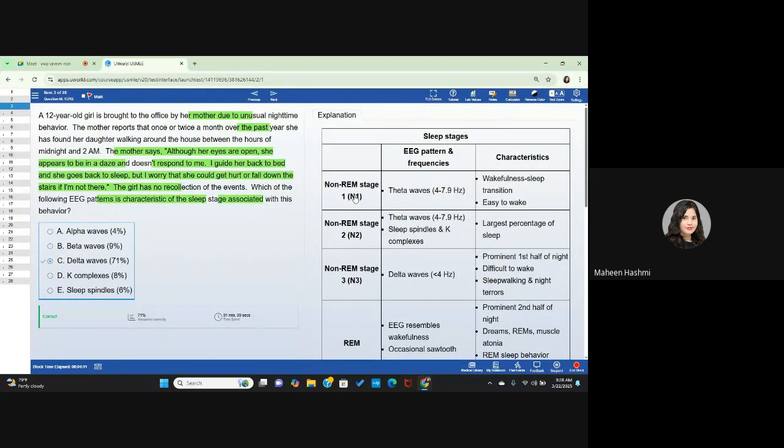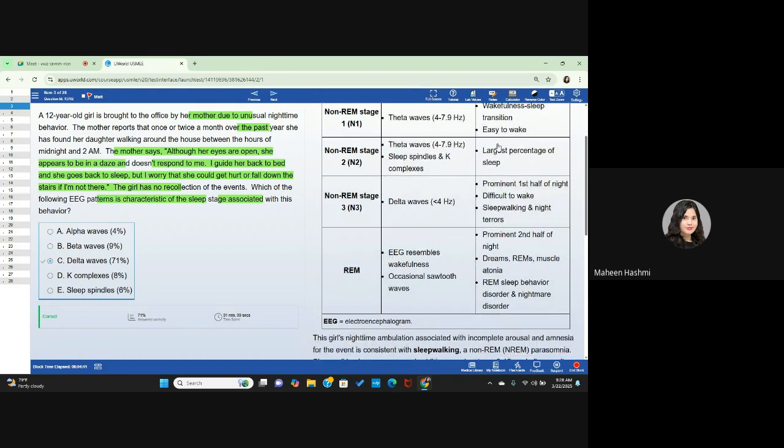If you go through them, you will see that non-REM one is like the wakefulness sleep transition. You're easy to wake. Non-REM two, they have sleep spindles and K complexes. Again, that comprises most of the sleep. Non-REM three is prominent in the first half of the night. You're difficult to wake. Patients sleepwalk or have night terrors during this stage, where you have delta waves. REM, you see EEG resembles wakefulness. You have sawtooth waves as well. Again, be very familiar with each and everything. It's very high yield for you to remember.